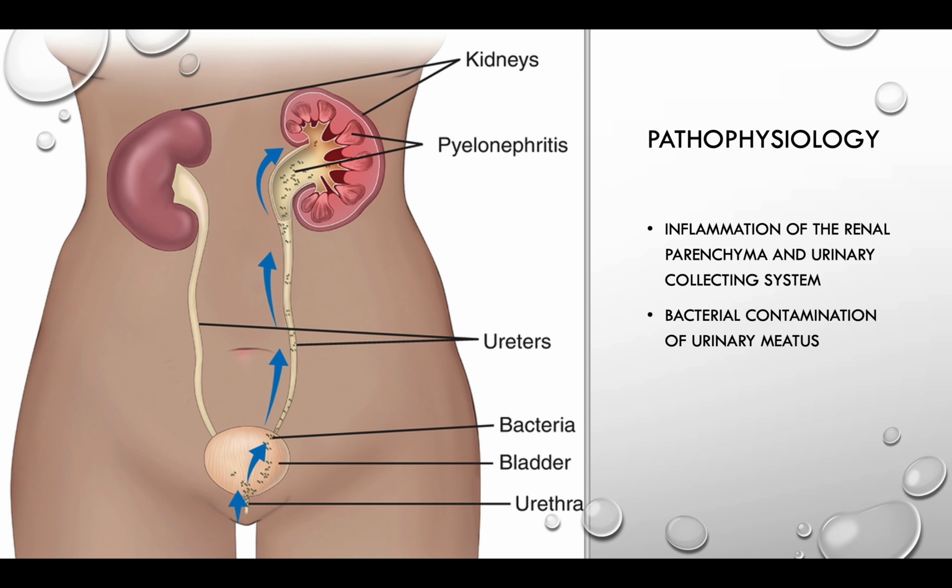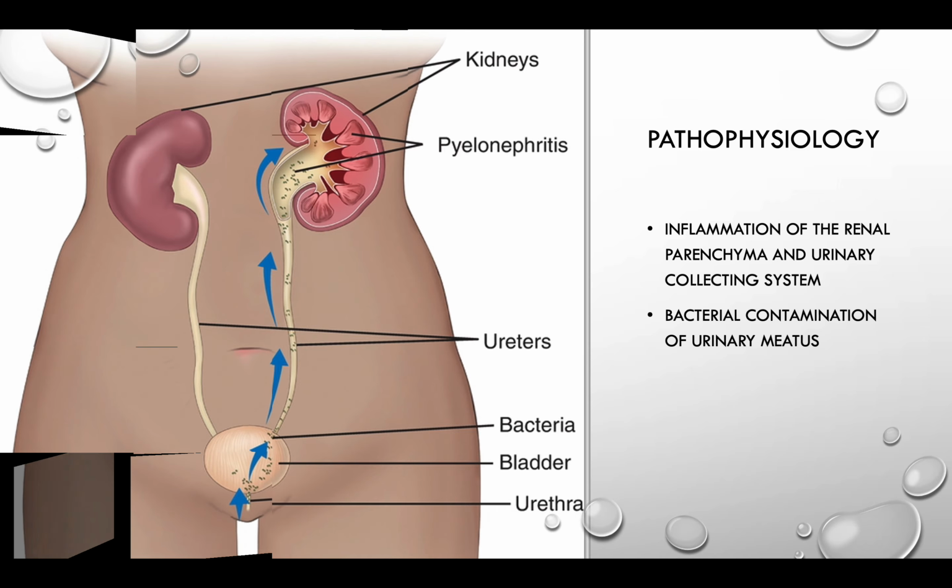So basic pathophysiology, the bacteria enters through the urinary meatus, travels up through the bladder, up through the ureters, and then it starts to cause problems with the kidneys. Again, the most common offending bacteria is E. coli, and we discussed why that is the case when we talked about the cystitis.